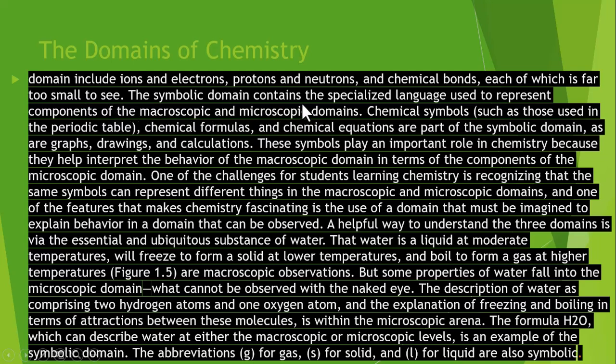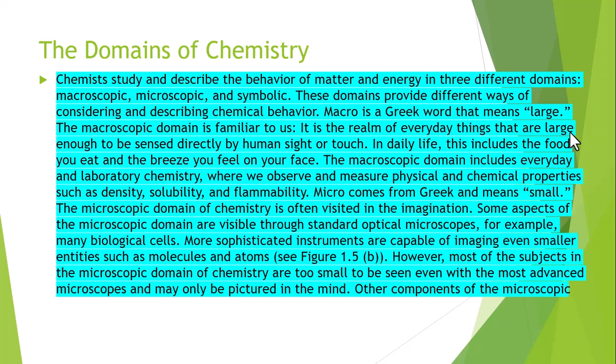The symbolic domain contains the specialized language used to represent the components of macroscopic and microscopic domains. Chemical symbols, such as those used in the periodic table, chemical formulas, and chemical equations are part of the symbolic domain. It is very important that we understand this. Please, it is very, very important. Let me go back.